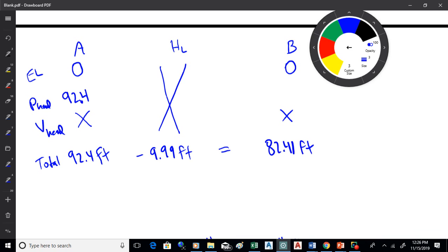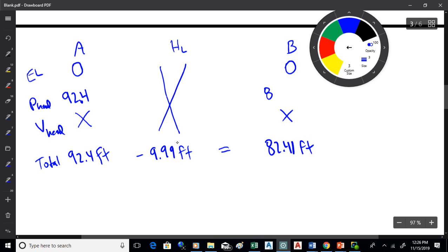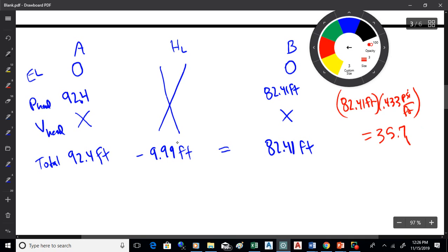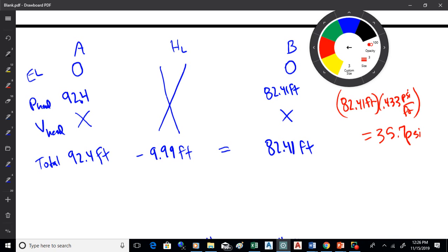Okay. Now there's no elevation at B, there's no velocity head that we're worrying about at B, so all of that energy will go into pressure head. So to find the pressure at B, we can take 82.41 feet and just convert it into pressure. 0.433 psi per foot, and that'll get us the pressure, which is 35.7 psi. So that's how I would set this up using the methods that we've been using.